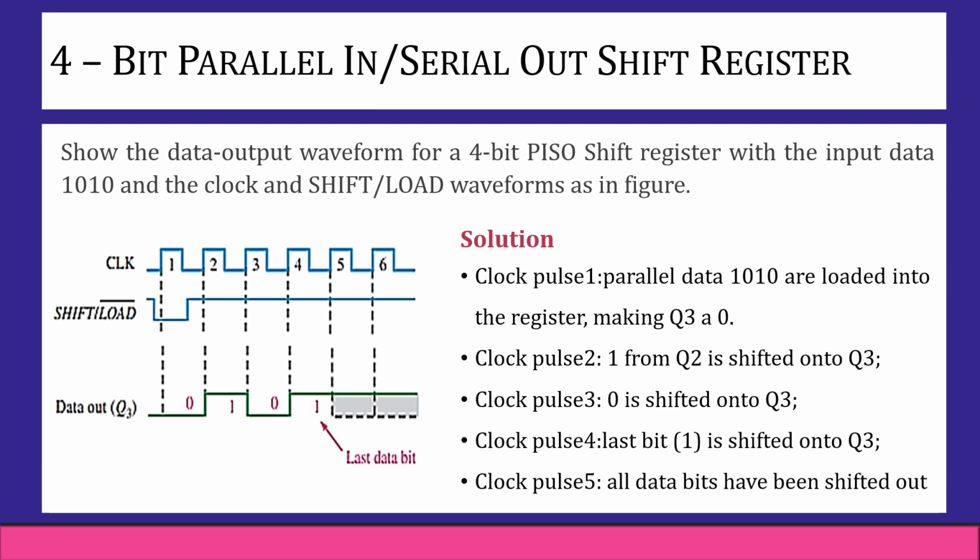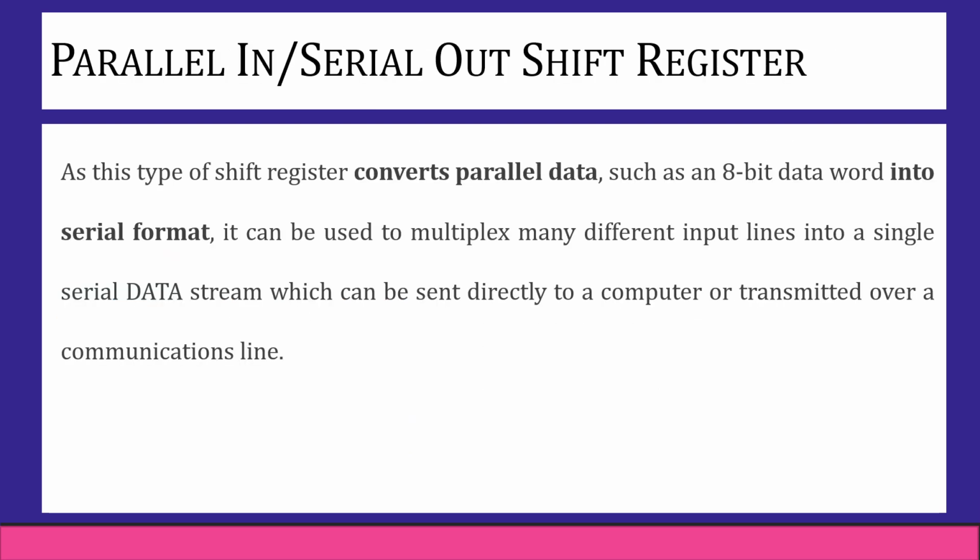Okay, so using 4 clock pulses, we can retrieve, or we can shift out, all the 4 bits. As this type of shift register converts the parallel data, such as a 4-bit data or an 8-bit data word, into serial format, it can be used to multiplex many different input lines into a single serial data stream, which can be sent directly to a computer or transmitted over a communication line. So this PISO shift register can be used as a multiplexer.